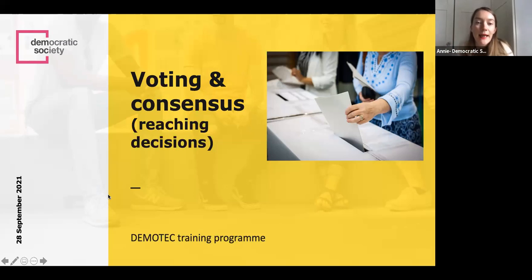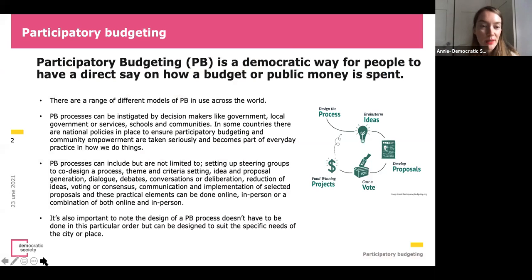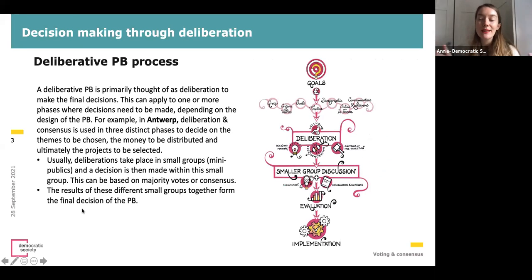Brilliant. Okay, so voting and consensus is what we're talking about today. So basically reaching decisions. How do we get to the end result of a decision? A bit about PB, which you all know now, hopefully. So a little bit about deliberation, and we'll go into that more next week, the week after next week.